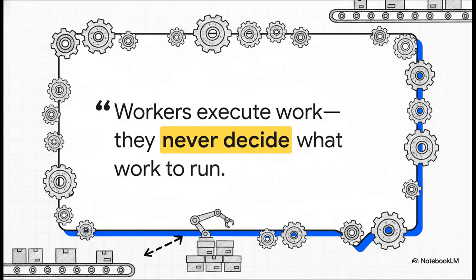This brings us to the first golden rule of this architecture. Workers execute work. They never decide what work to run. They are completely ignorant of the bigger picture. And you know what? That's their superpower. It's what makes them so simple and incredibly efficient.